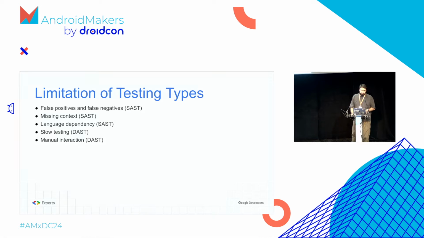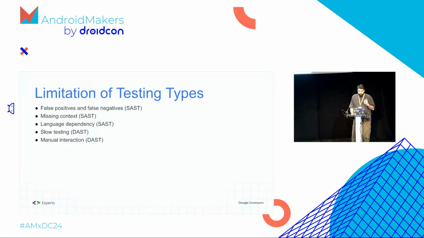First and foremost, there are false positives, and this is very obvious for static analysis tools. Even linters do the same. They do static analysis, but sometimes the linter is missing the context, and you get a false positive, and sometimes you need to suppress the warning just to make it pass.